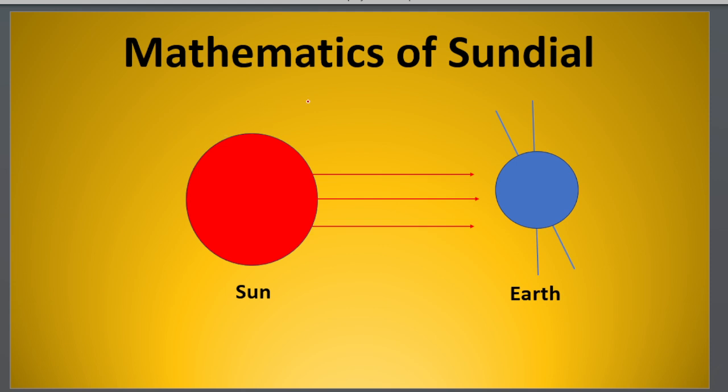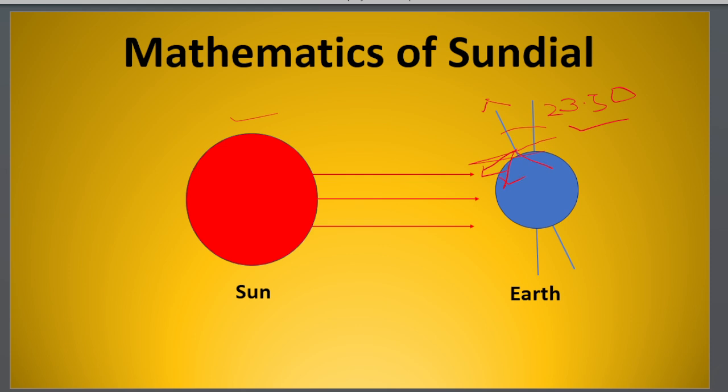Before talking about how to make the sundial, you need to know the mathematics of the sundial. Consider the sun and earth system. As you know, the axis of the earth is tilted about 23.5 degrees. If you consider the axis of the earth as a stick, then the sun rays will cast a shadow. If you consider a horizontal plane, then this shadow lies in this plane.